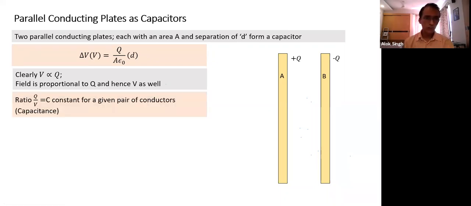Let's take the constant of proportion Q by V. What does the term Q by V come to here? The Q by V ratio is a constant for a given pair of conductors. As long as I don't change the area and the separation between the plates, this ratio will remain constant. Even if I keep changing the charge and keep checking the potential, the ratio will always come constant as long as I'm not changing what? Area is not being changed and separation is not changed.